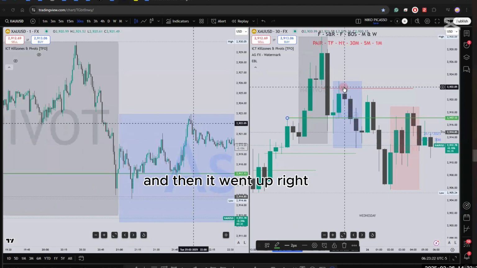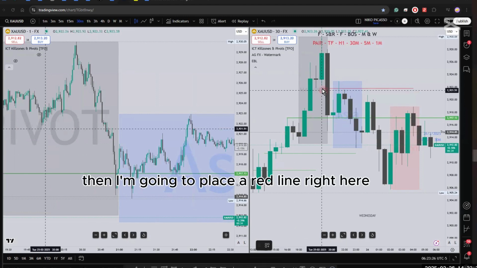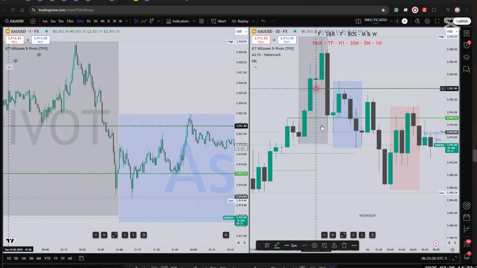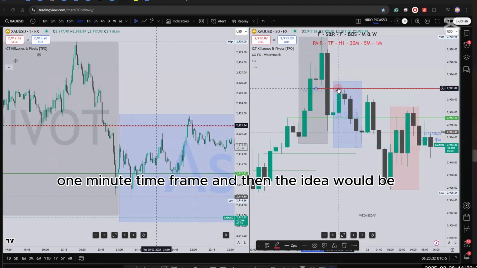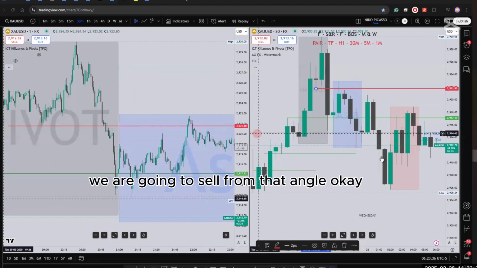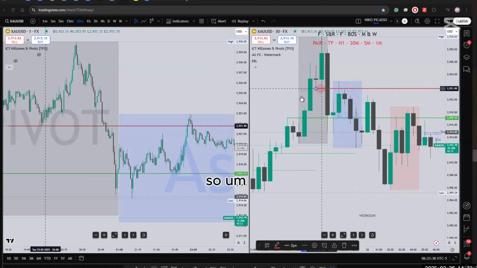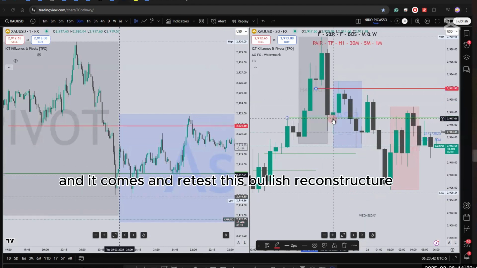And then it went up, right? And then this is a red line from the 30-minute time frame. Then I'm going to place a red line right here so that we can also have that reflection on the 1-minute time frame. And then the idea would be when the market is retesting it, we are going to sell from that angle. Okay, so the market comes here, Asian session, it comes and retests this bullish break of structure.